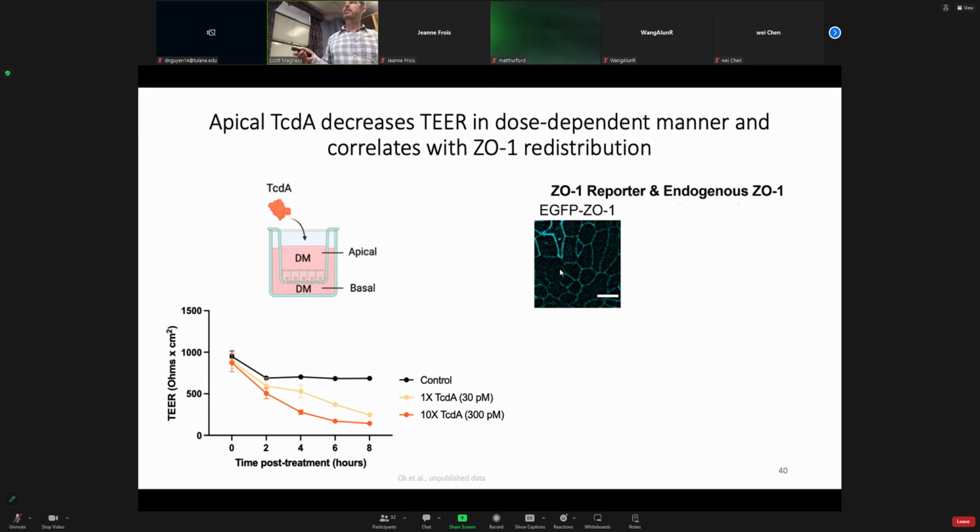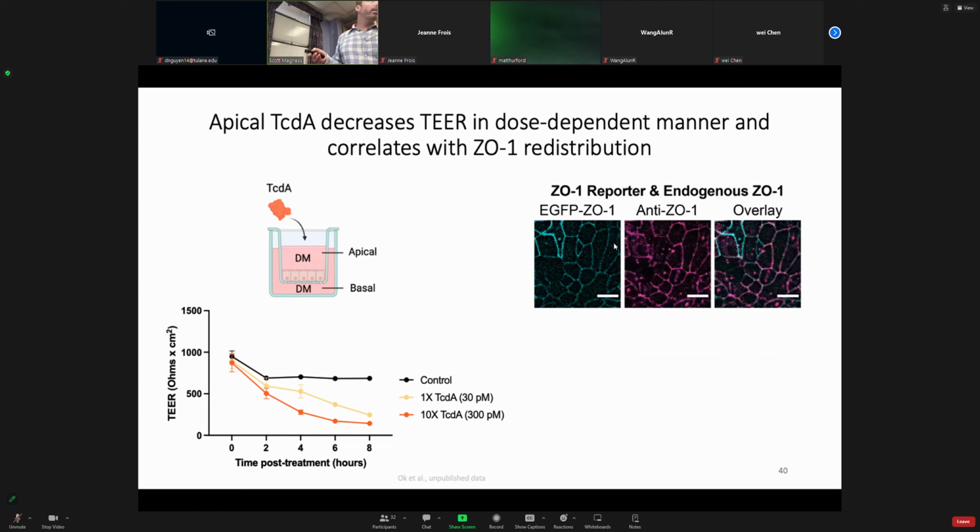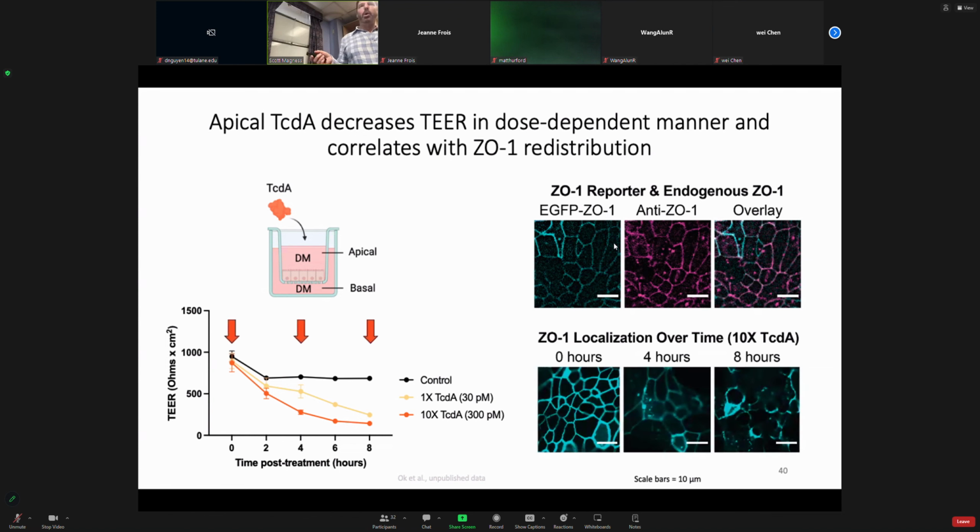We made a transgenic line in our stem cells that was a ZO1 EGFP reporter gene. You can see on the top left-hand panel here that there's a nice indication of the ZO1 in between the cells. This is just looking at the endogenous protein in the magenta and the overlay. So we knew we were making a protein and it was going to the right location. And then we added the C. diff toxin A over time.